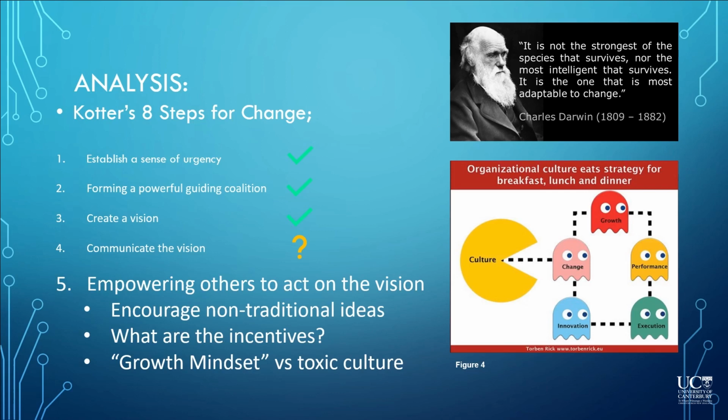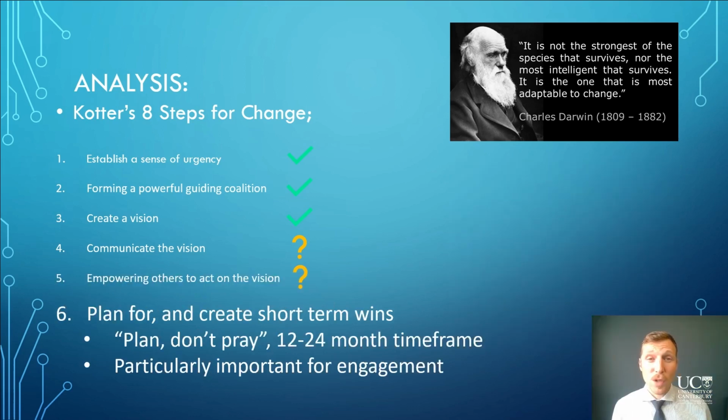And as we know, culture trumps strategy all day long, as is evidenced by Pac-Man over here on the right. So we're on to session 6 now. We've got 3 green ticks. We've got 2 orange question marks. Can the CEO get this transformation back on track by planning for and creating short-term wins?